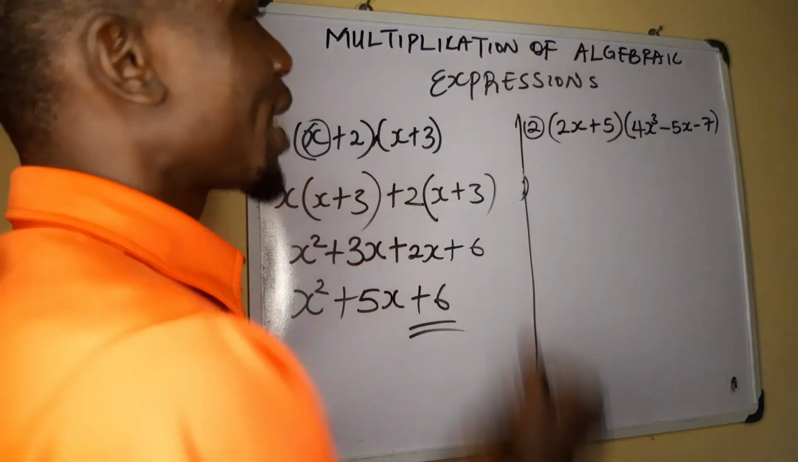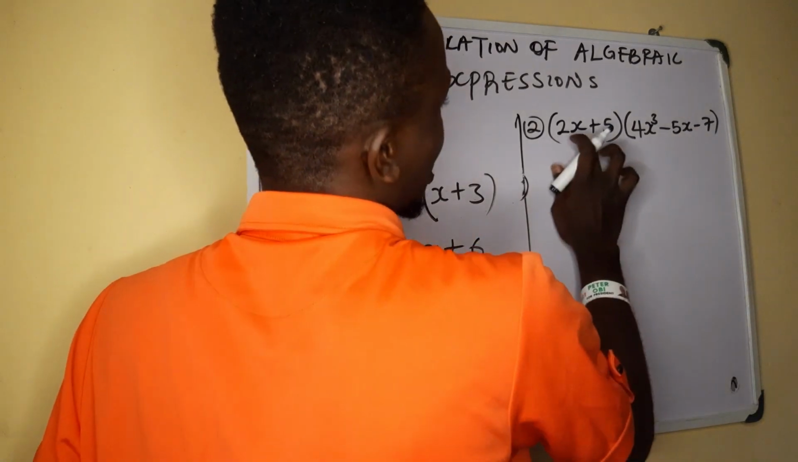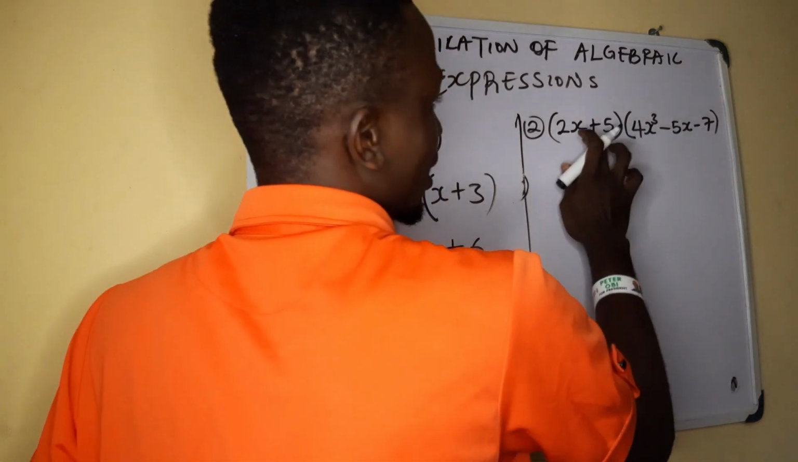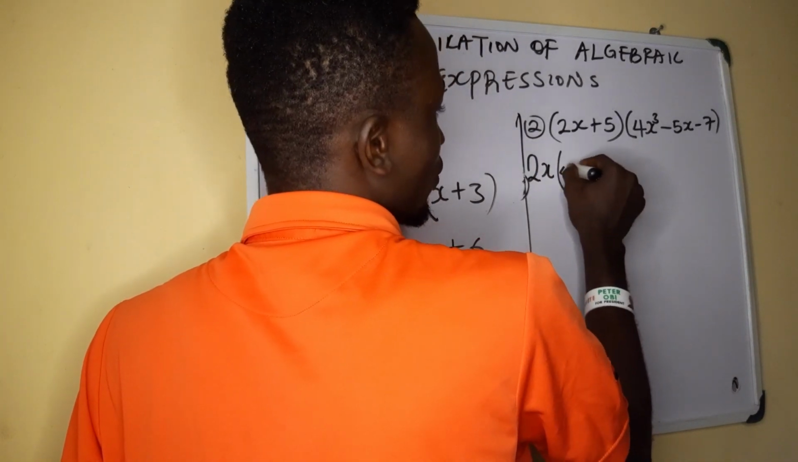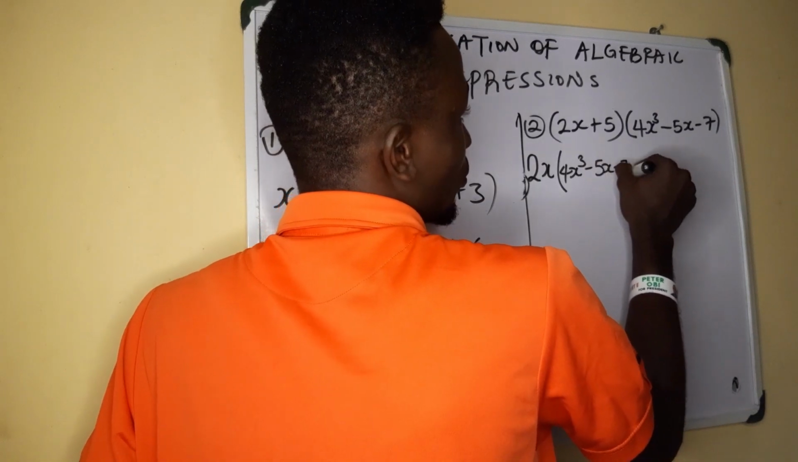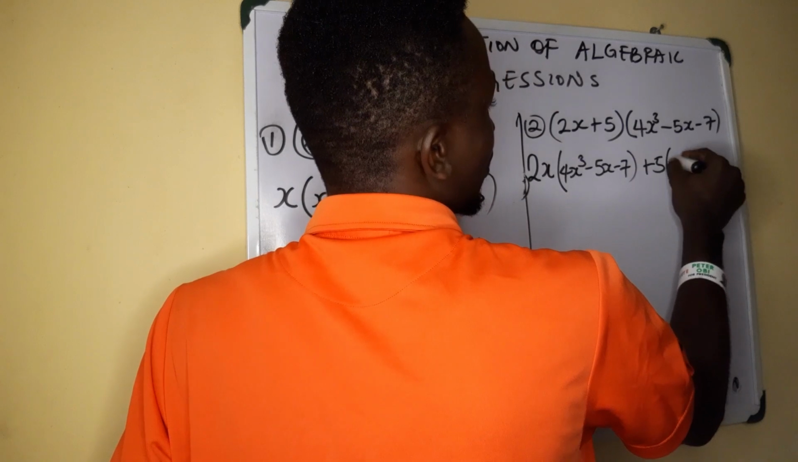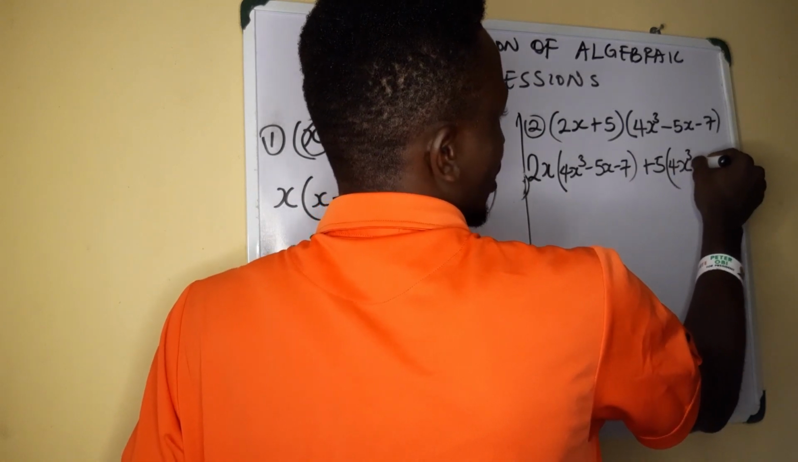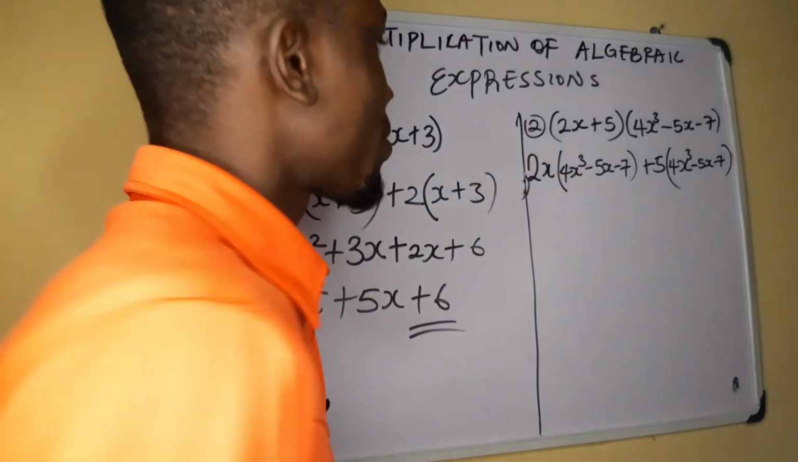Okay, so look at these other expressions. Let's observe that too. Remember what I said? You take the first expression, multiply everything inside, take the second one, multiply. So this is the same as 2x into 4x raised to the power 3 minus 5x minus 7. Then plus 5 into again 4x raised to the power 3 minus 5x minus 7. So let us expand this.